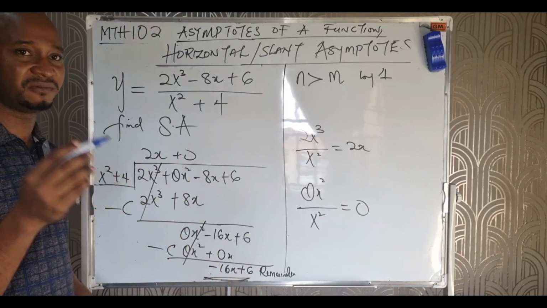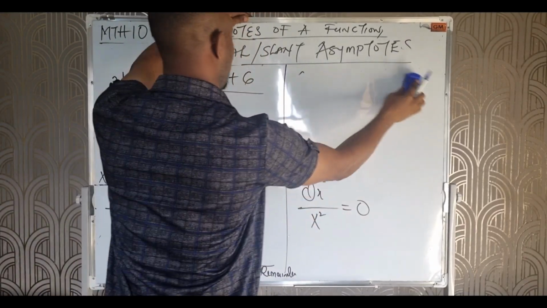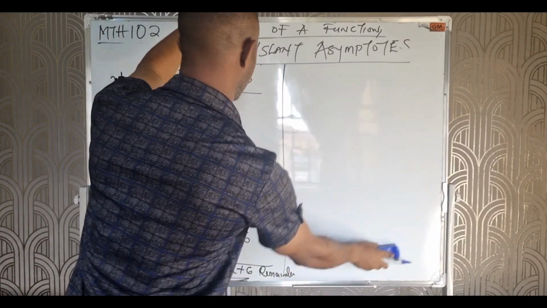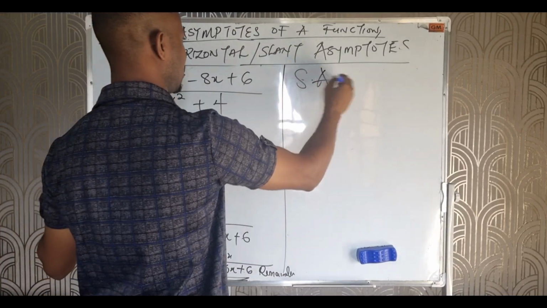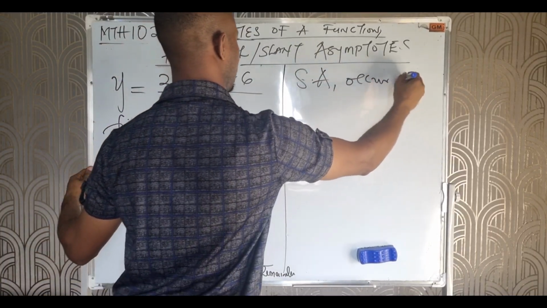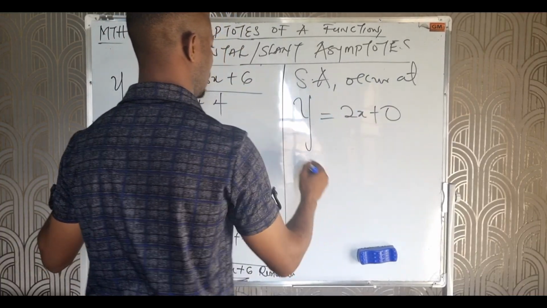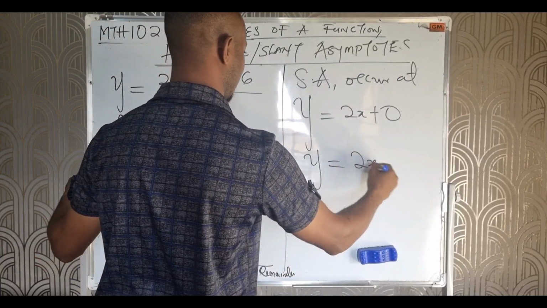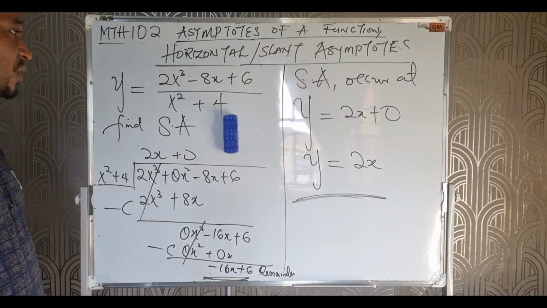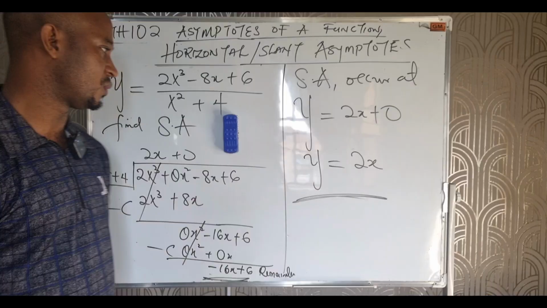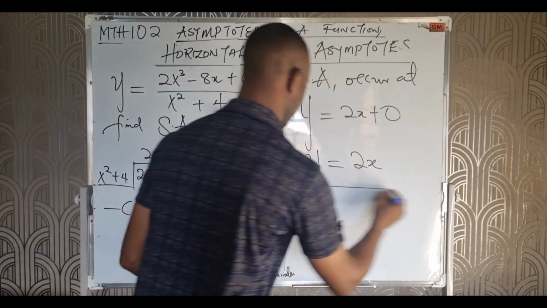But that does not affect the value of your slant asymptote. Any linear function we have as a quotient remains the slant asymptote. So that means that my slant asymptote occurs at y equals 2s plus 0, which is the same as y equals 2s. This is my slant asymptote. Look at this equation here. What do you notice?